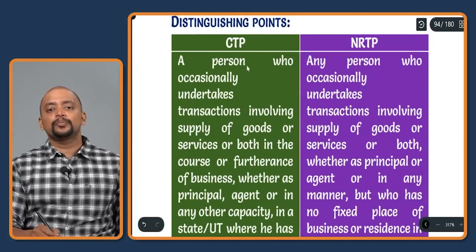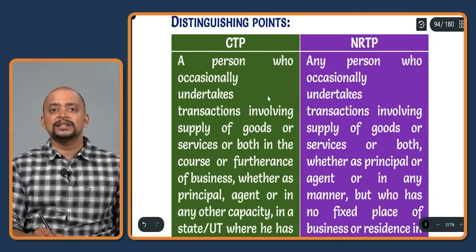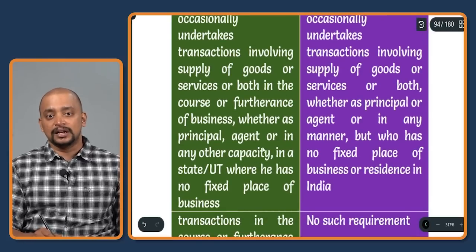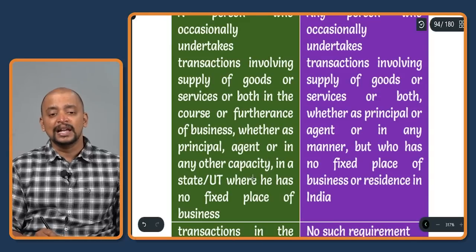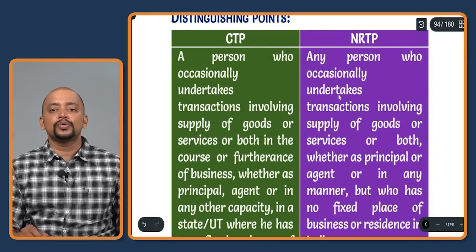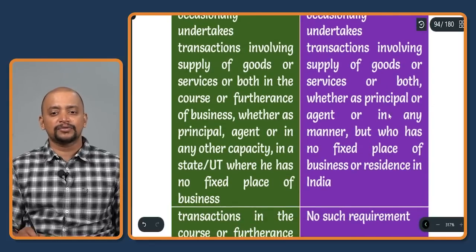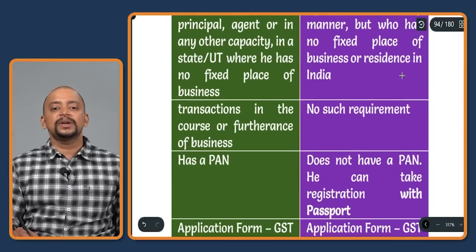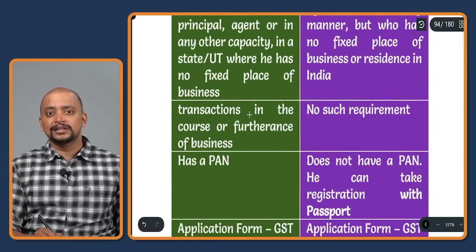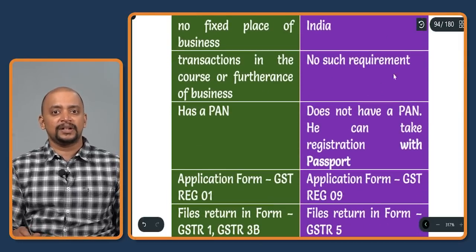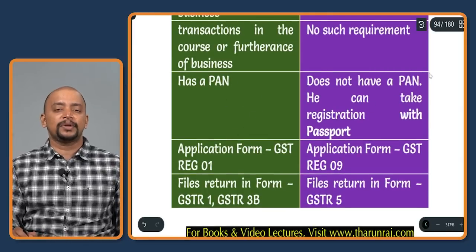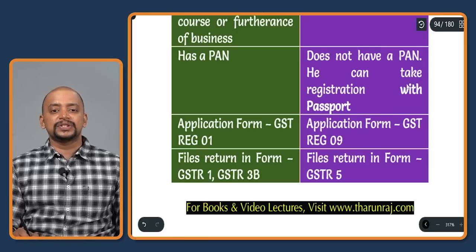Then the distinguishing points between CTP and NRTP: CTP is a person who occasionally undertakes transactions and who comes from outside the state, that is, from another state to this state, and is not having any fixed place of business in this state. But NRTP is a person who occasionally undertakes transactions involving supply of goods or services and is not having a fixed place of business in India. CTP should be making transactions in the course or furtherance of business, no such requirement for NRTP. And CTP should have a permanent account number, and NRTP does not require a permanent account number. Using a passport they can get the registration.